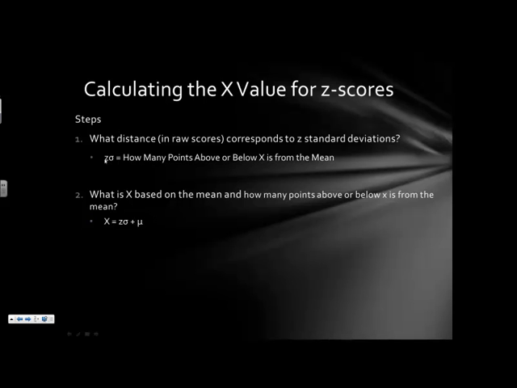So if you have a negative z-score, then this is going to be negative, and when you take a negative and add it to the mean, you're going to end up with an x value that's smaller than the mean. If you have a positive z-score, then you multiply these together, you get a positive number, and you'll end up with an x value that's larger than the mean. So let's look at how to do that.